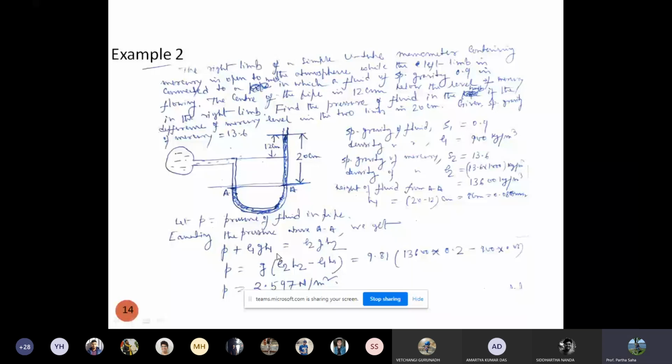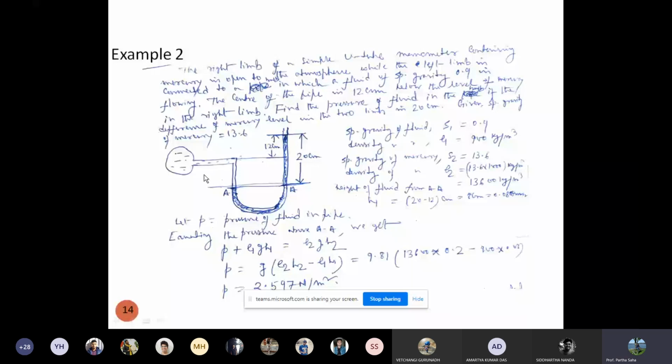Here ρ2 is the dense mercury, so that will be 13,600, and H2 is 20. H1 is the height, because we are considering the difference from here to here, so that will be 8, and ρ1 is the density of that fluid, that is 900. So you put in these values, and the pressure you calculate is 2.59 or 2.6 Newton per meter square. So that is the pressure at this point. Okay, you can look into it later.